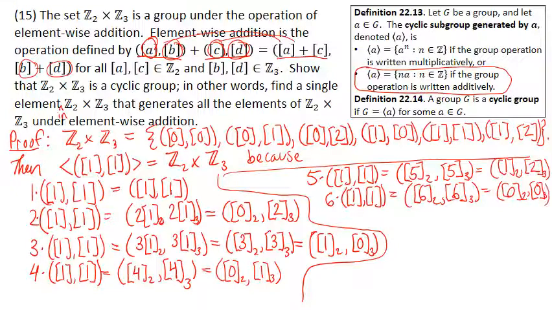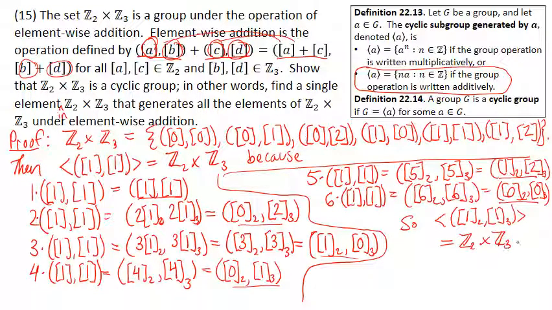At this point, I hope you can see we've gotten all 6 elements in that Cartesian product of Z2 cross Z3. We got 1, 1, 0, 2, 1, 0, 0, 1, 1, 2, and 0, 0, and that was all of them. So we've shown that the cyclic group generated by this generator is all of Z2 cross Z3. And that's it.